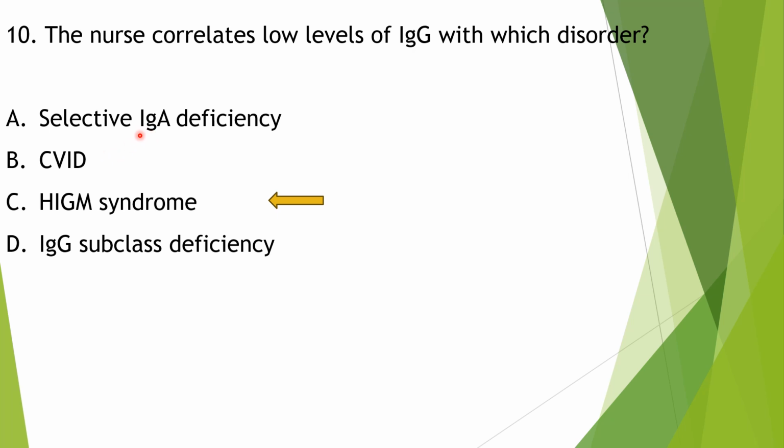Then selective IgA deficiency is also a B cell deficiency and is quite a common type of immunoglobulin deficiency. IgA is low, and the IgG and IgM levels are almost normal. The last one, IgG subclass deficiency, is also a type of B cell deficiency, but selective IgG subclasses will be deficient, not overall. So the answer is HIGM syndrome.